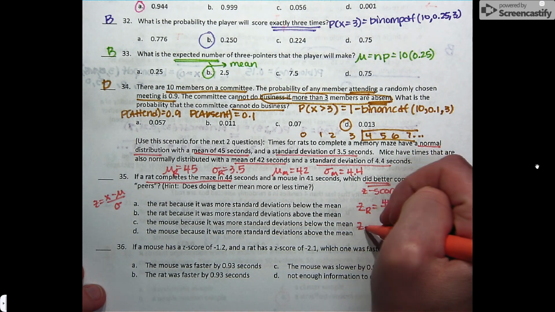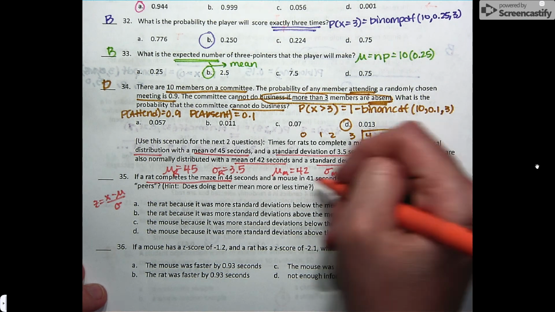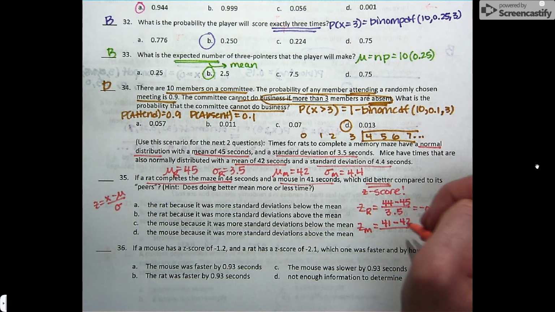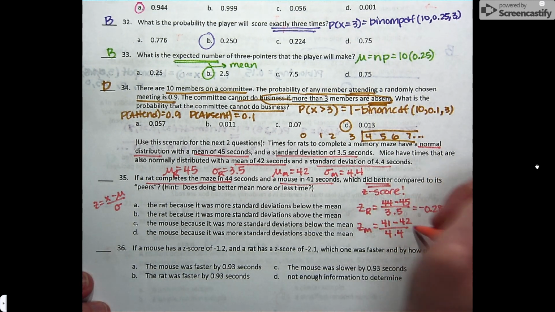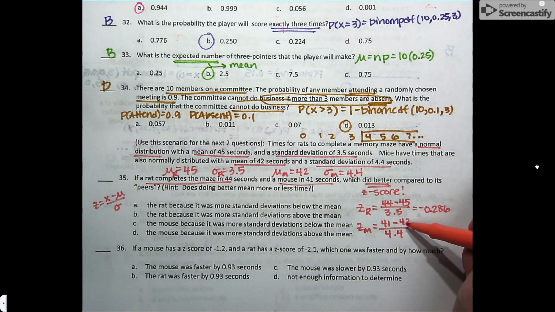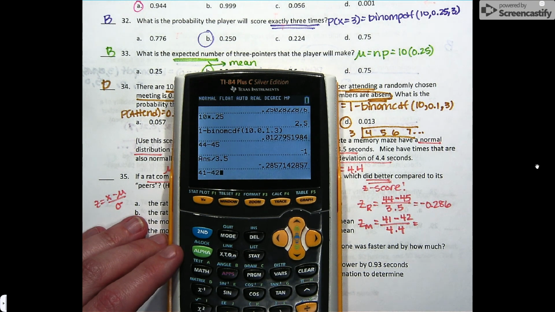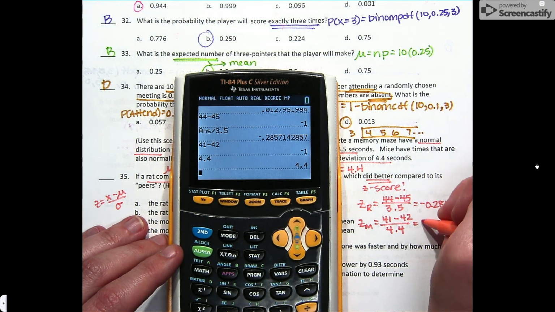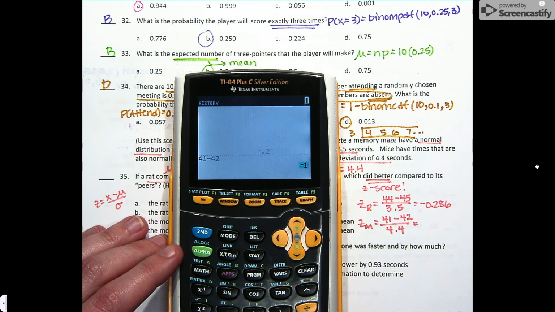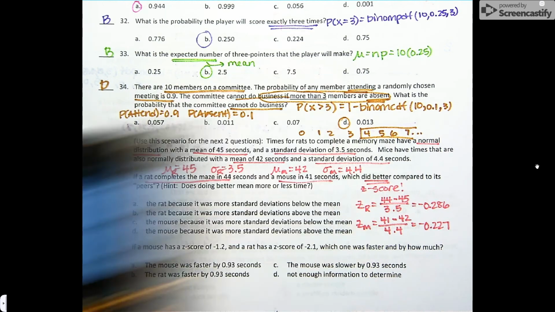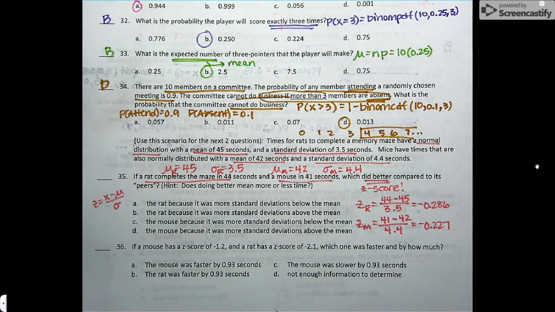Then let's find the z-score of the mouse, which did the maze in 41 seconds, but now you're going to use the mouse's mean. Because once again, you're trying to see who did better relative to its peers. So you use the mouse's mean of 42 divided by its standard deviation of 4.4. And I get negative 0.227.